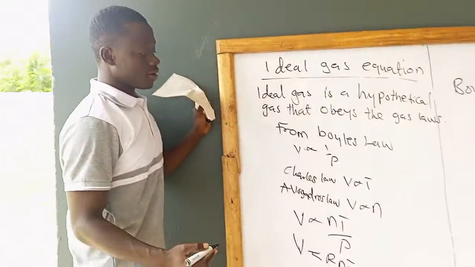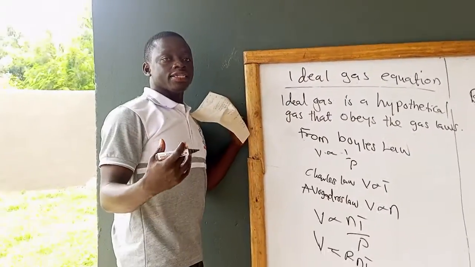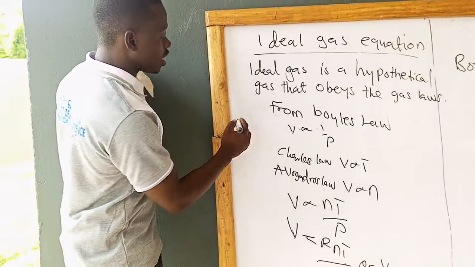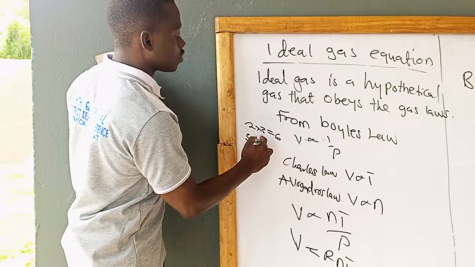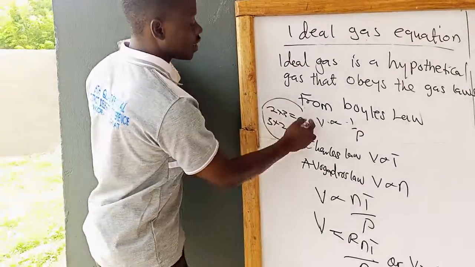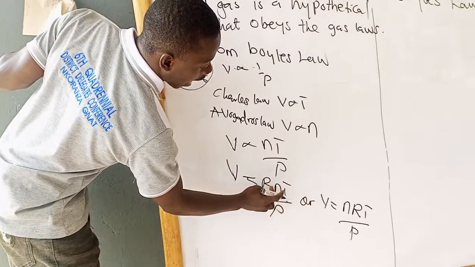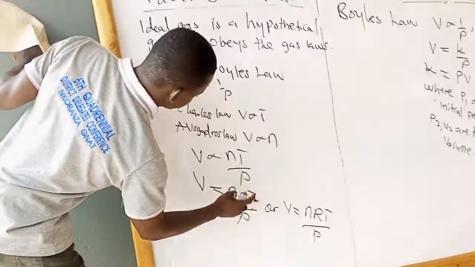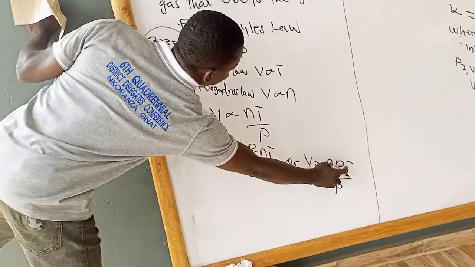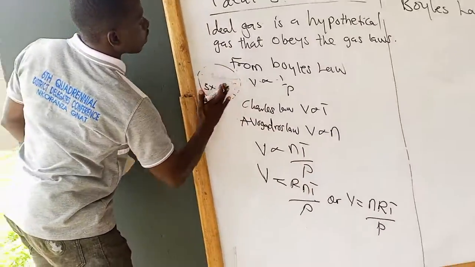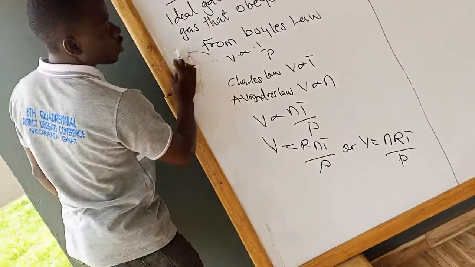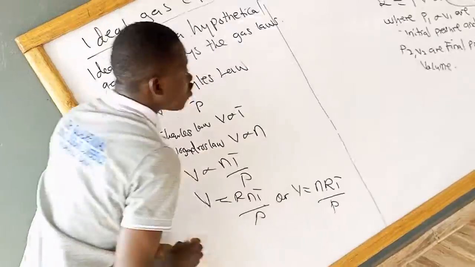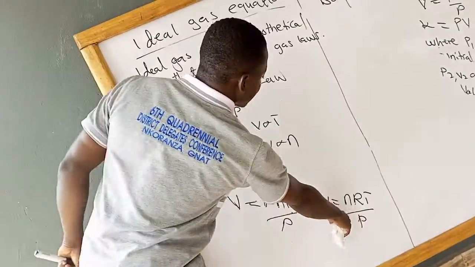It's the same thing. Multiplication is commutative. That is to say, 2 times 3 is equal to 6, and 3 times 2 is equal to 6. So RnT or nRT is the same thing. Multiplication is commutative.